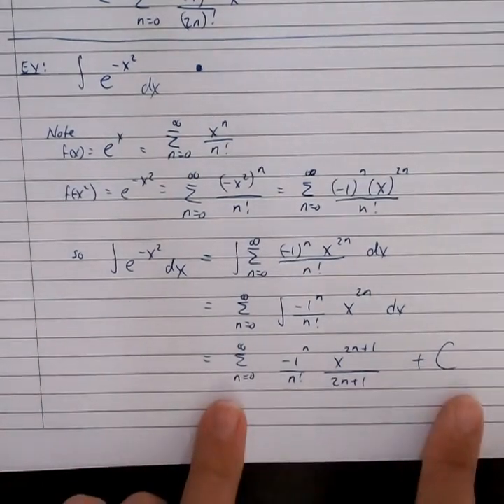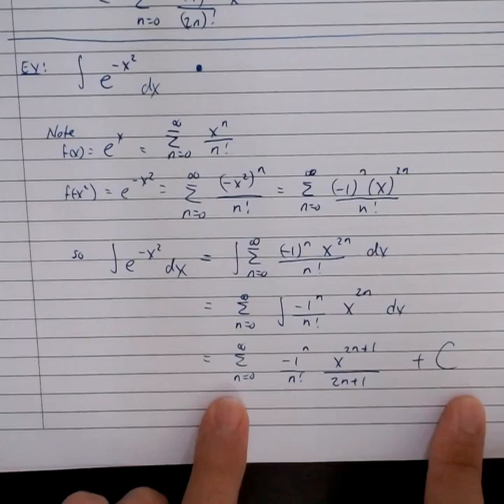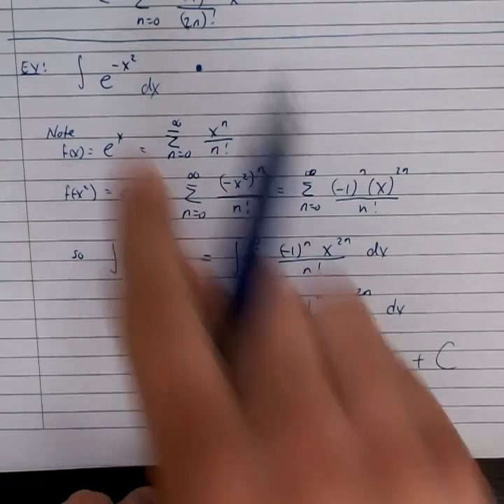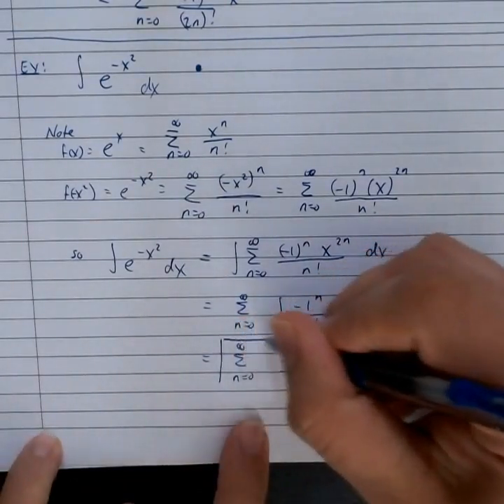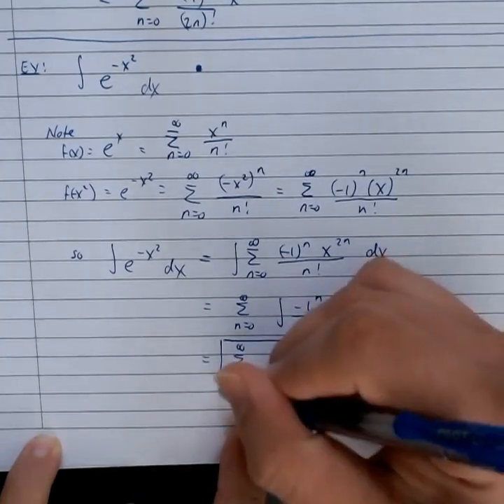But here, it doesn't matter what this converges to. We know that it converges, and that is the integral of our function. So there we go. This might not be something that you immediately recognize as an integral.